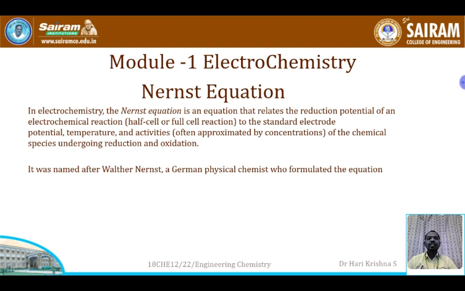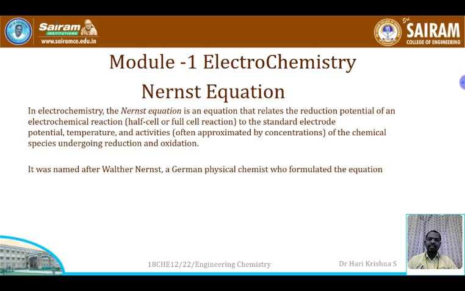This relation is given by an equation called the Nernst equation. Nernst is a German physical chemist who formulated this equation at the age of 21 years. In electrochemistry, the Nernst equation relates the reduction potential of an electrochemical reaction, which might be a half cell or a full cell reaction, to the standard electrode potential, temperature, and the activities of the chemical species undergoing redox reactions.